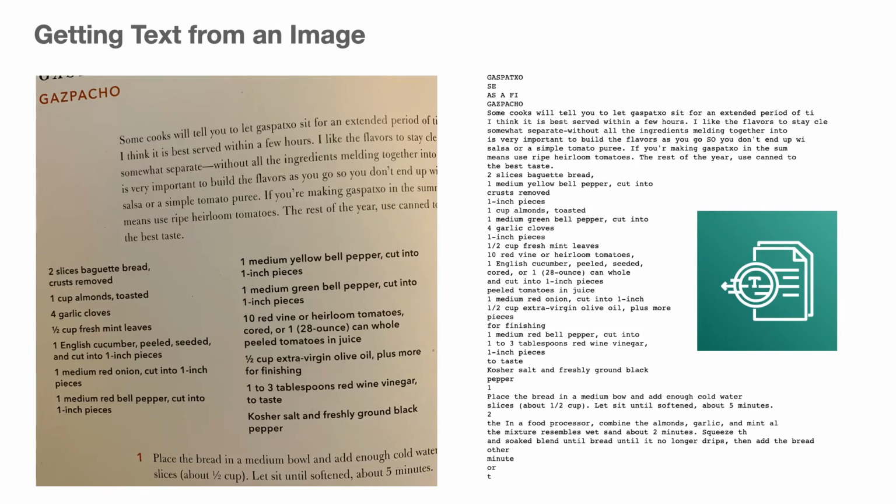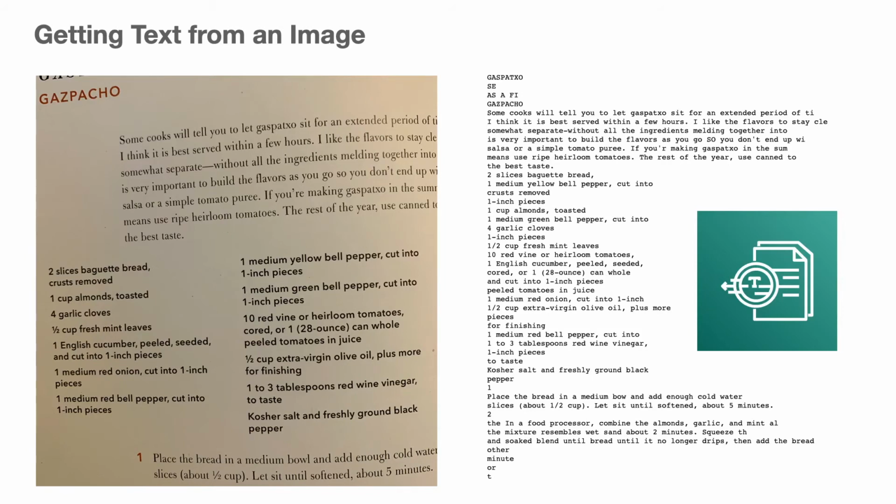So for example, we can look at that first sentence. Some cooks will tell you to let gazpacho sit for an extended period of time, and the time's cut off, and we can see, in the fifth line down, you have that exact text right there. So Textract is very good at pulling out the text from the image.